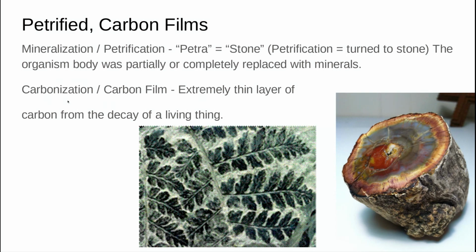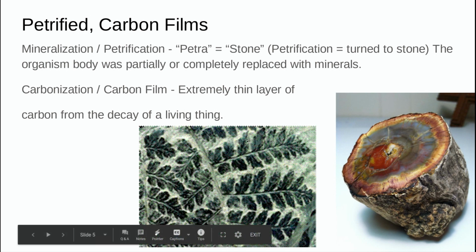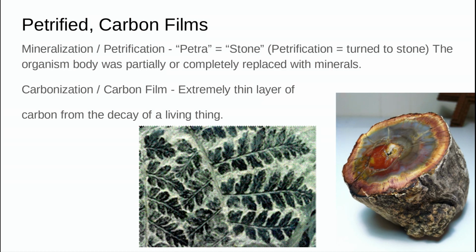Carbonization, or the formation of a carbon film, that's this image over here. So while those may look like normal leaves, that's actually old leaves that have then been pressed between layers of mud and turned into a carbon film. So that's basically like a black soot mark, if you will.